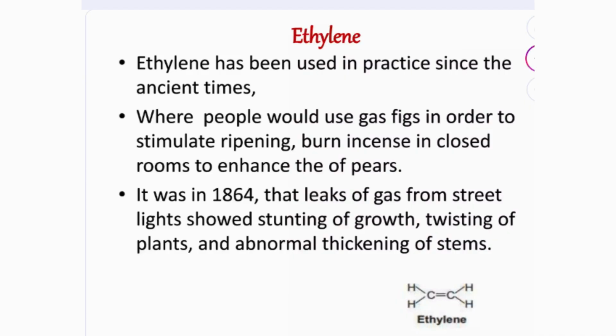Ethylene. Ethylene has been used in practice since ancient times, where people would use gas wicks in order to stimulate the ripening, and burn incense in closed rooms to enhance the ripening. It was in 1864 that leaks of gas from the street light showed stunting of the growth, twisting of the plants, and abnormal thickening of the stem.